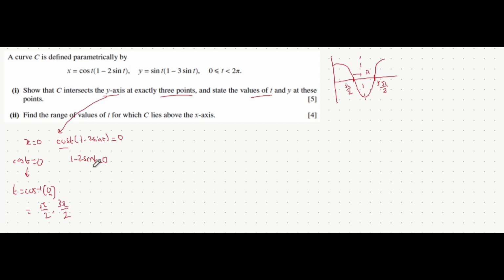Moving on to this next part of the question, to solve this we're going to add 2 sine t to both sides, so 2 sine t is equal to 1, and divide both sides by 2, so sine t is equal to a half. When you now do the inverse sine of both sides, we get t is equal to the inverse sine of a half.